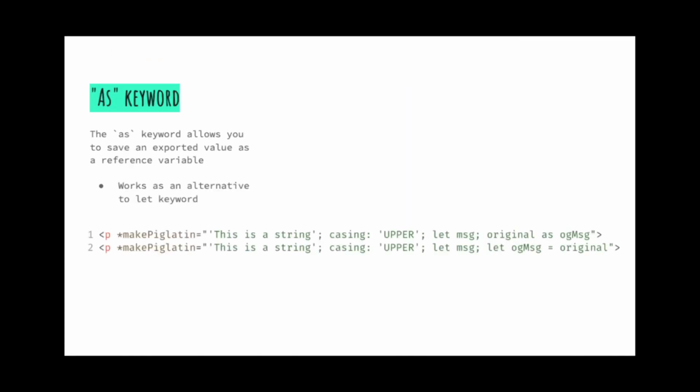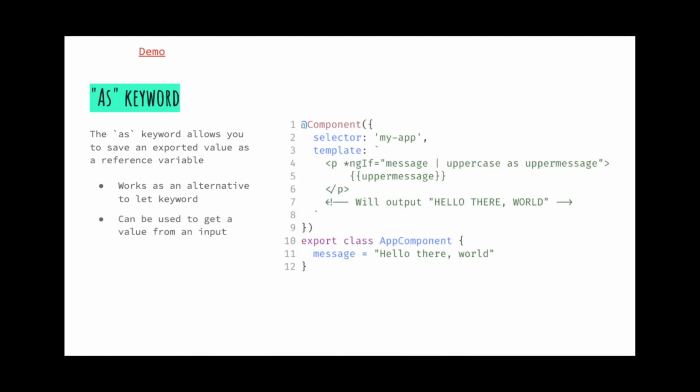syntax. There's also the as keyword, which if anyone's dealt with asynchronicity in Angular, you've probably come across this at some point, where let this observable pipe async as whatever, and then utilizing that elsewhere. We're able to expand that here. It allows us to be able to get the value from an input. So in this case, we can have the uppercase version of the message saved just by passing in a pipe.